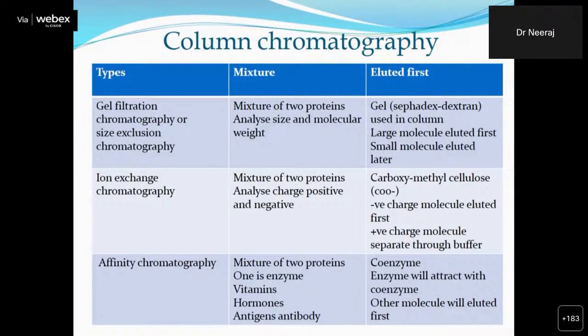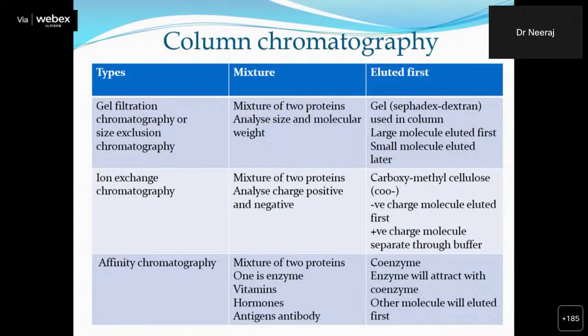So there are different types of methods. The first common method I am discussing here is this: we will take carboxy methyl cellulose, which is present in a test tube. Then we will pour that mixture. Carboxy methyl cellulose is negatively charged.